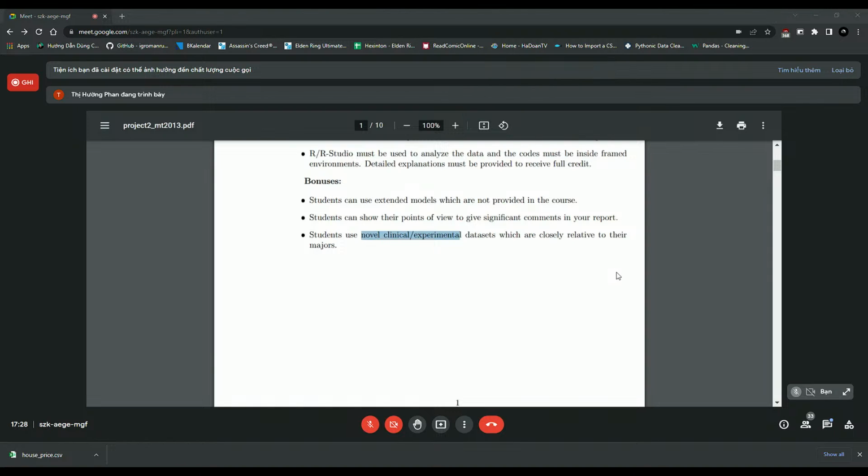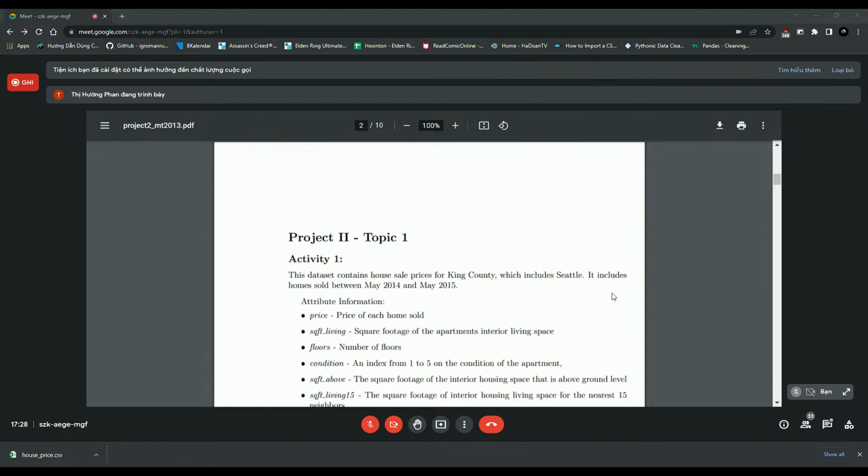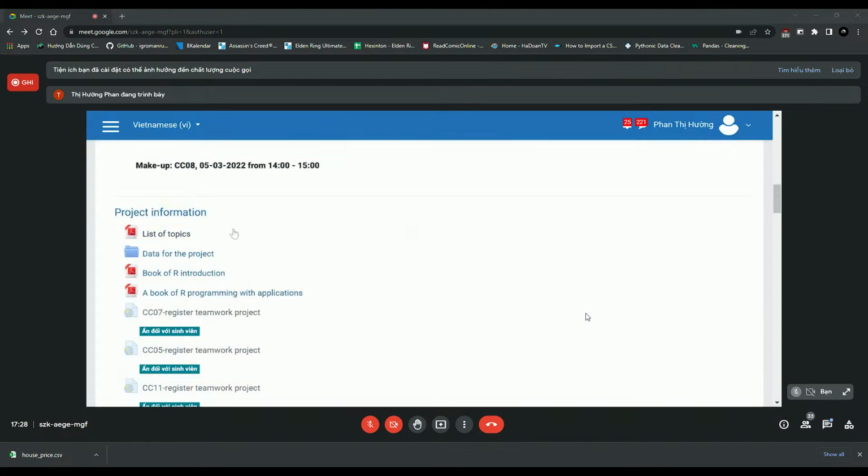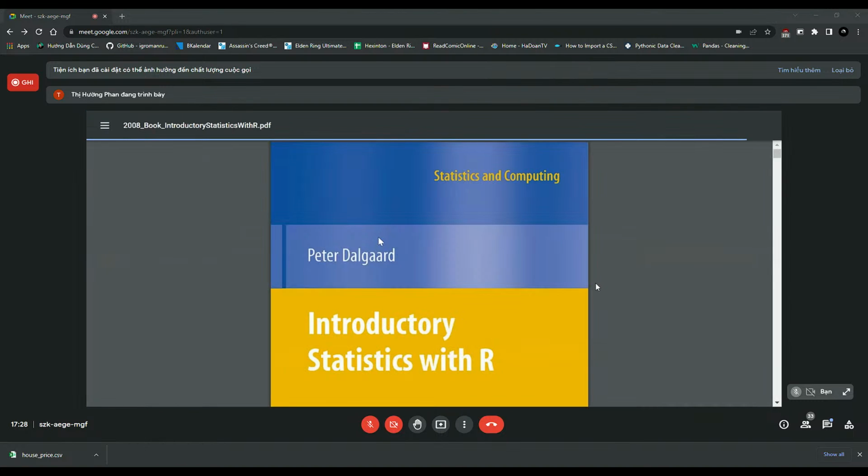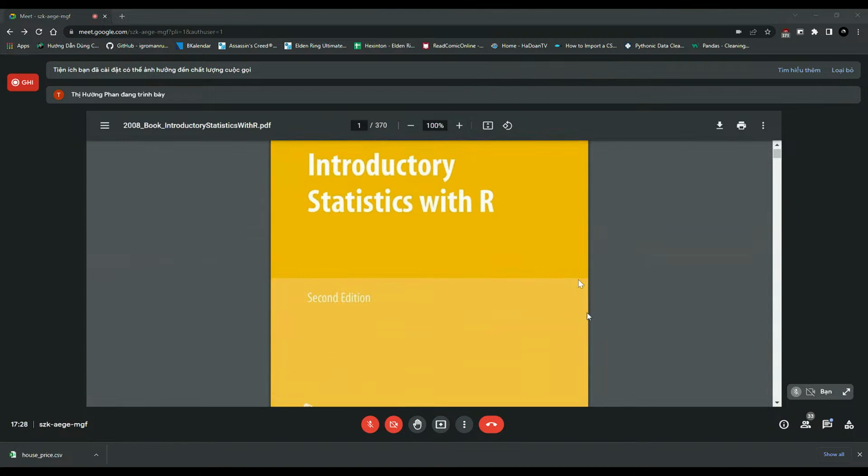Next, the reference books. To help you deal with the teamwork project, you can see I uploaded two books, especially the second one. I think the second book is very close to your teamwork project. If you go down, you will see that.